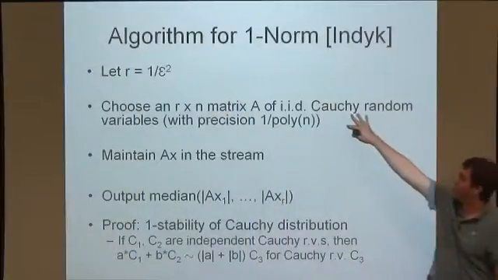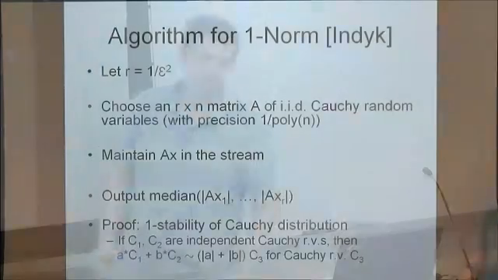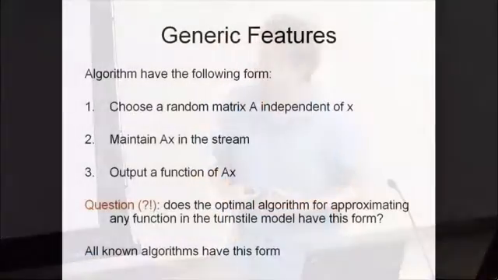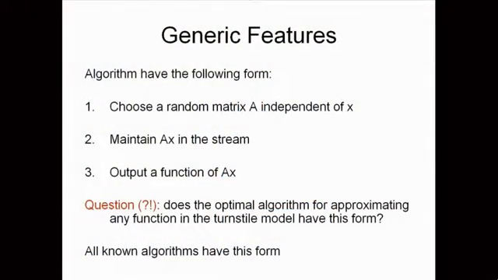Again, it's low space. You can show that these can be drawn from a family of random variables with limited independence, so A can be stored succinctly. Both of these algorithms have a very similar form, and the goal of this work is to try to abstract that form. So what are some generic features of these algorithms for norms?